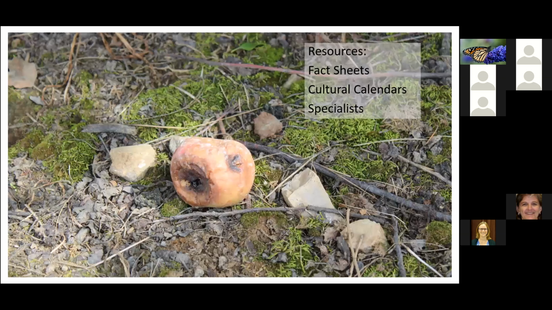So how do you know those specifics? Well, first of all, we have lots of resources. We have lots of fact sheets, and I will give a link. I will send a handout through the chat in a second. We have cultural calendars for commercial growers and for homeowners that we have just released in the last year or two. And of course, the specialists are here for you. That is why we're here, so that we can help you understand those cycles, and so you can communicate that better to your growers. All right.